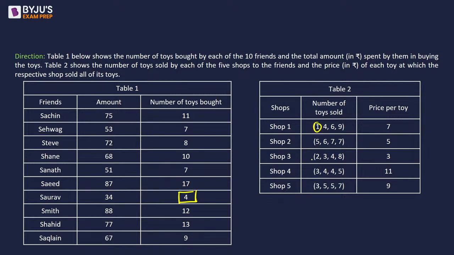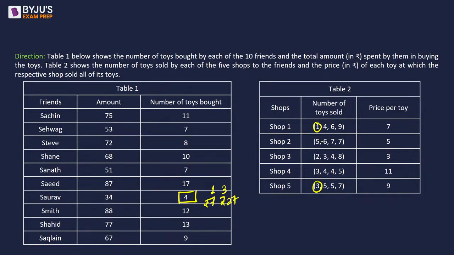So 1 is only one, so that is 7 rupees. So out of 4, 1 toy of 7 rupees, and then 3 toys. So when 7 is done, we are left with 27, right? So 3 toys of 9 rupees each. So that is going to be 27. 27 plus 7 is 34. So this is one possibility. Let's check if there is any other possibility or not.